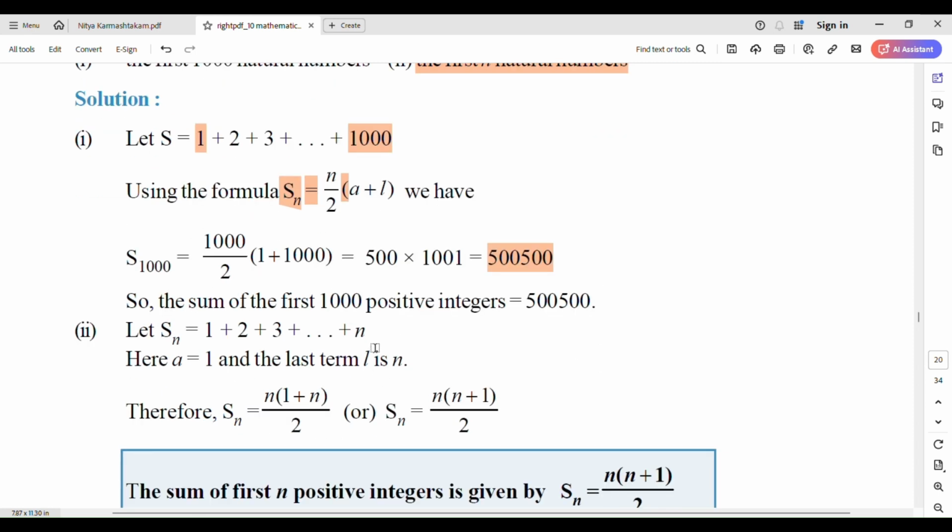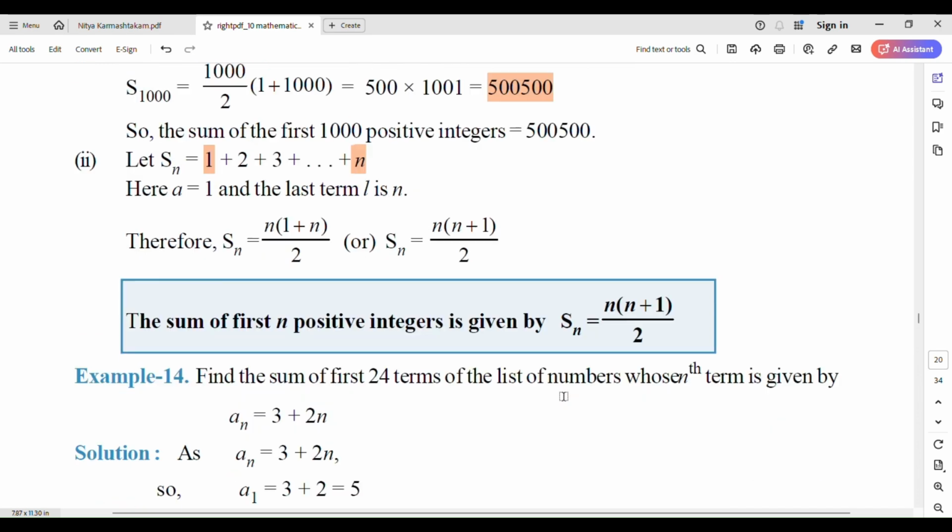Okay, now we will derive a general equation. So this is 1 plus 2 plus 3 up to plus n. So first a is 1, correct, and L is n, the last number is n. So which means Sn equals n by 2 into (1 plus n). That is nothing but the sum of first n natural numbers: n into (n plus 1) by 2.